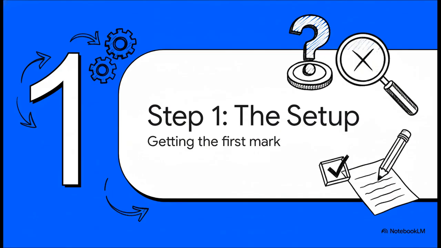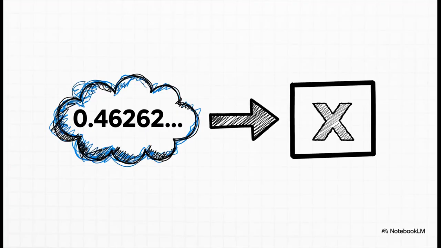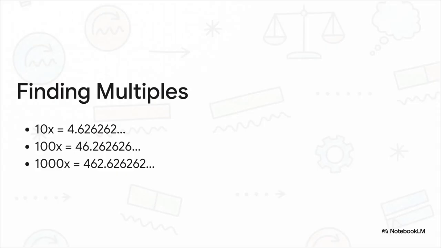Step 1 is all about the setup. This is the very first thing an examiner wants to see, and it's how we bag that first easy mark. So, the very first thing you've got to do is give this decimal a name. We just say, let x equal 0.462626. By doing this, we've turned a number into a simple algebraic equation, and now we can actually start to work with it.